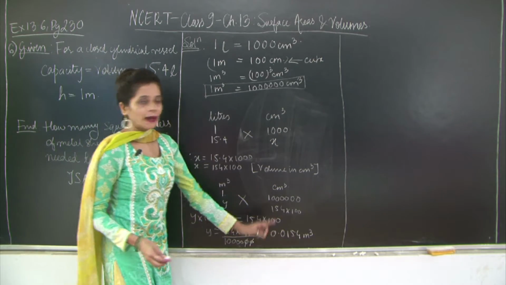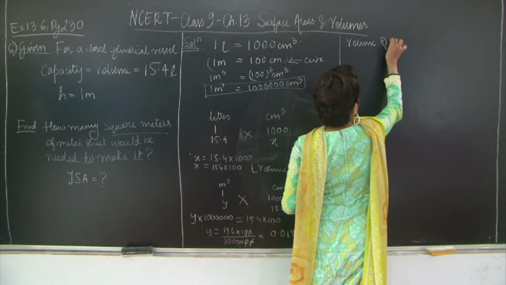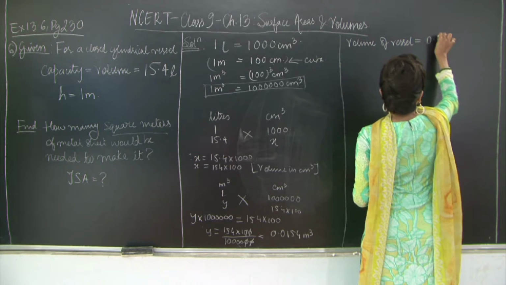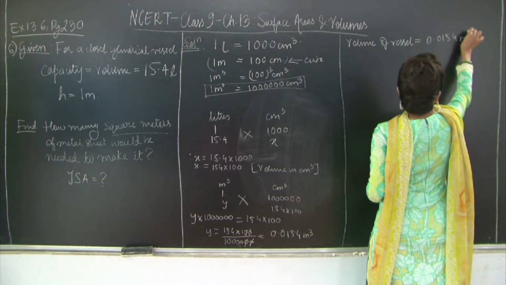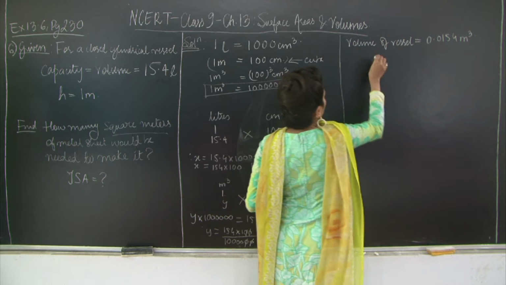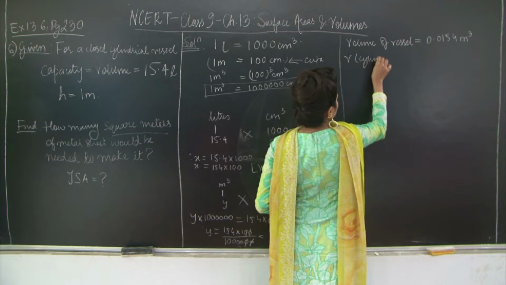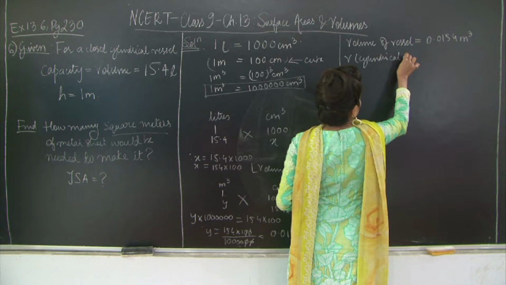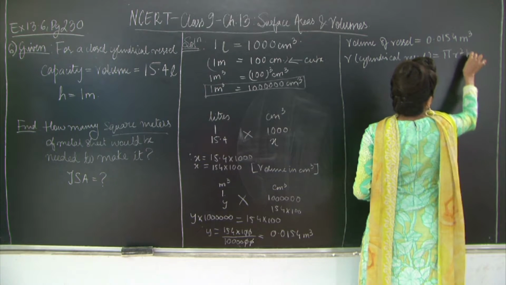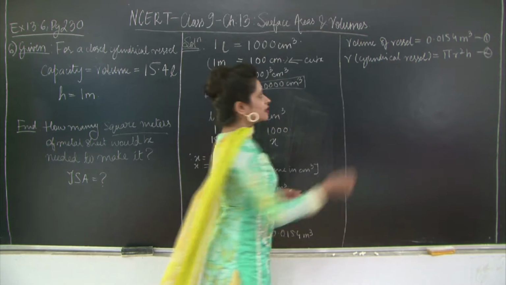So what do we eventually have? We have the volume in meter cubes. So the volume of the vessel is equal to 0.0154 meter cubes. But this is also equal to the volume of the cylindrical vessel, which is pi r square h. Let's mark this as 1 and let's mark this as 2. So from 1 and 2, what do you get?